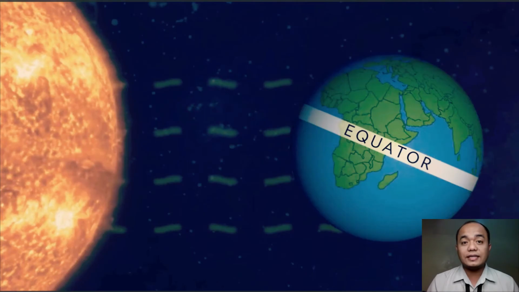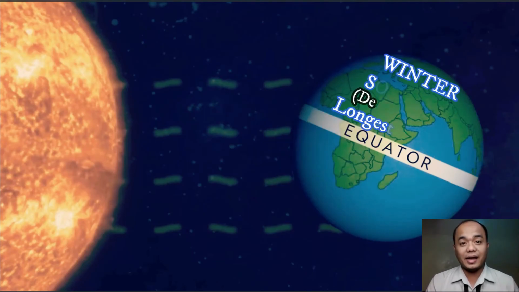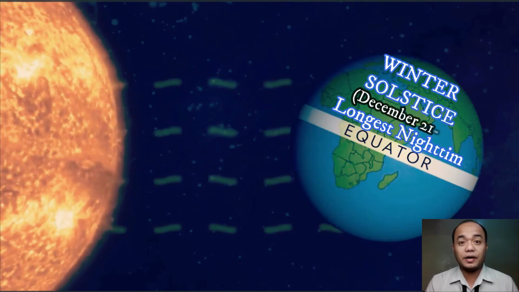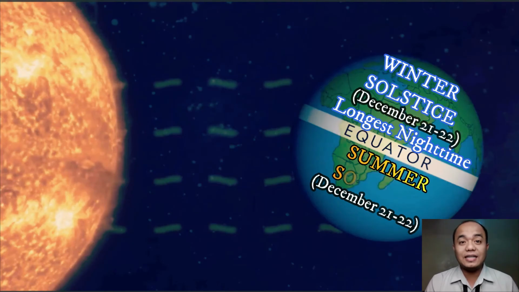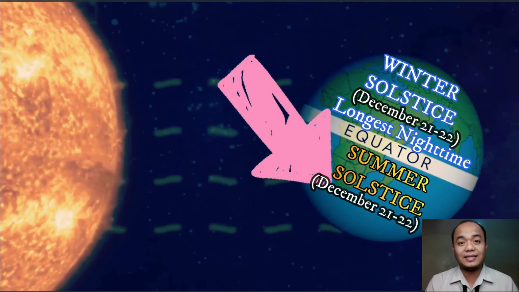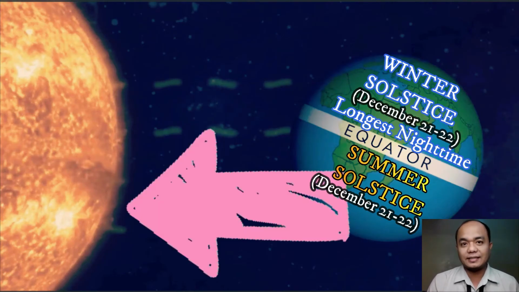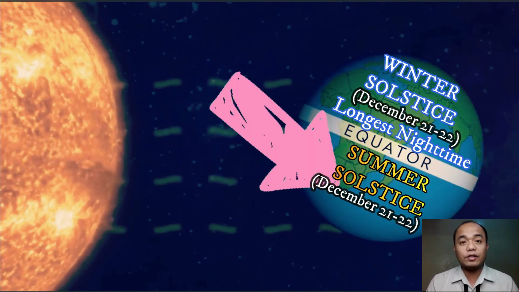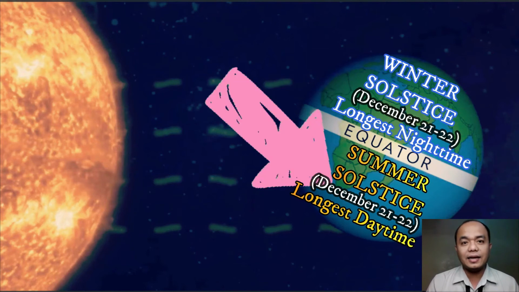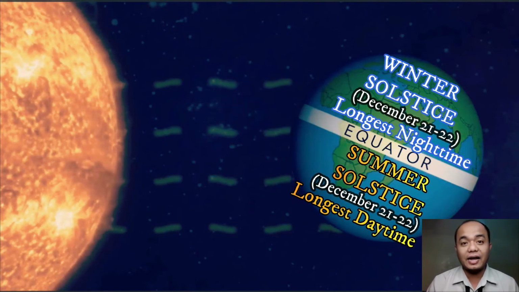Kung winter solstice ang mangyayari dito sa atin sa Northern Hemisphere, kabaliktaran naman ang mangyayari sa Southern Hemisphere on December 21 or 22. Kasi summer solstice naman ang nangyayari or nararanasan nila. Dahil nga yung South Pole nakaharap pinakamalapit sa Sun. That is why in the Southern Hemisphere, makakaranas sila ng longest daytime on December 21 or 22.